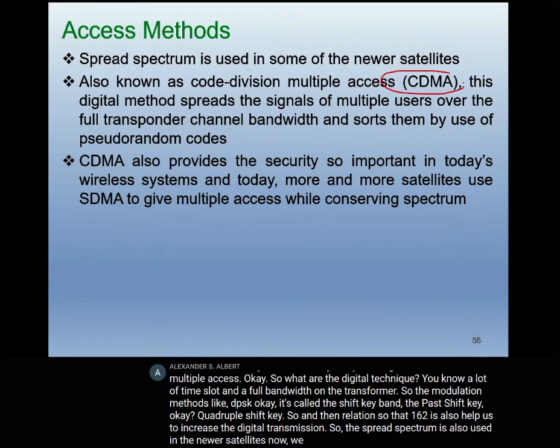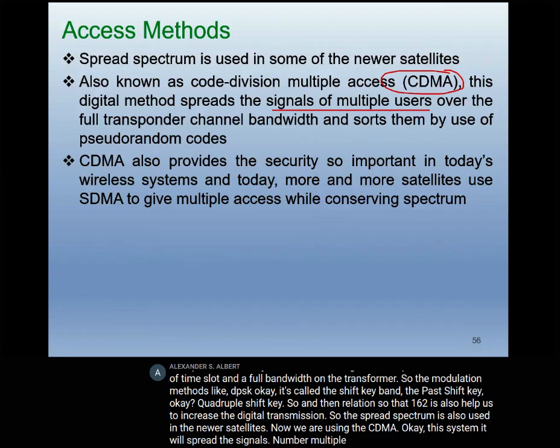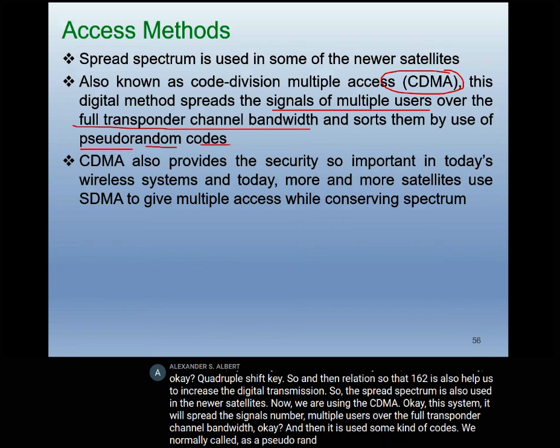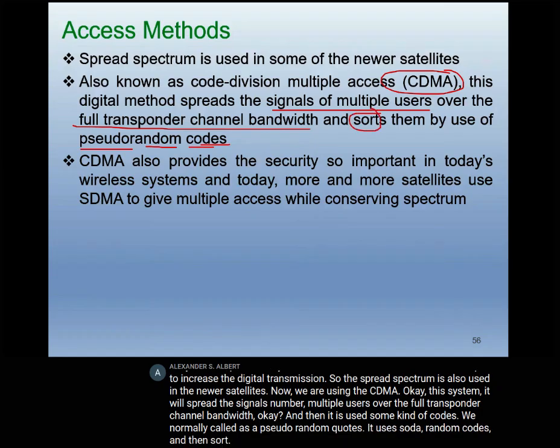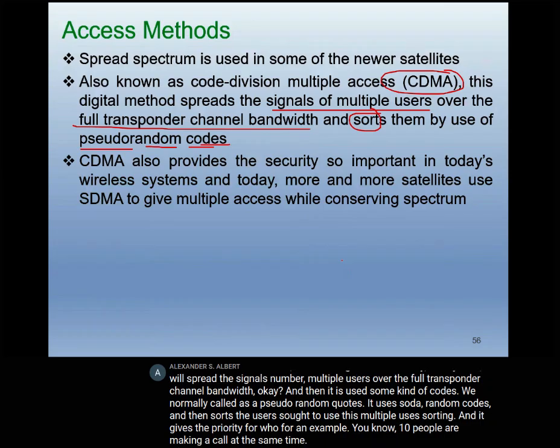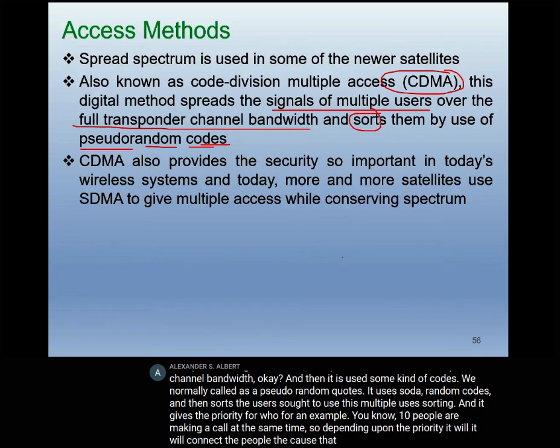Now we are using CDMA. This system spreads the signals of multiple users over the full transponder channel bandwidth, and it uses codes we normally call pseudo random codes. It sorts the multiple users and gives priority. For example, if 10 people are making a call at the same time, depending upon the priority, it will connect the calls. That is called CDMA.